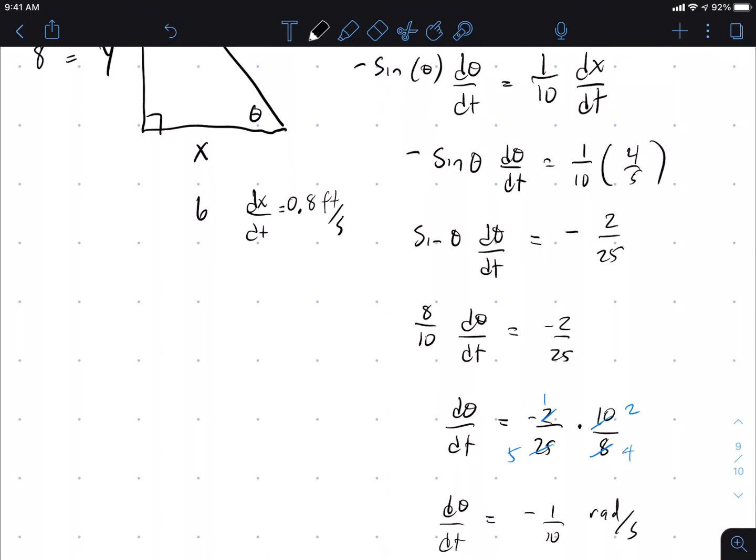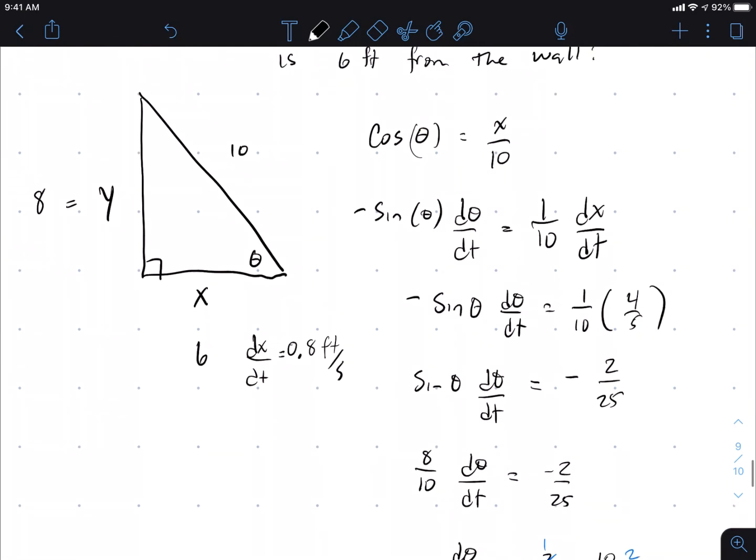Professor, at the top, when we're going cosine theta equals x over 10, and then we take that derivative, minus sine theta... 1 over 10. To get from x over 10 to 1 over 10, d of x, d of t, do we use the quotient rule? To get from here to here? Correct, I used implicit. So what is the derivative of x? It's 1, right?